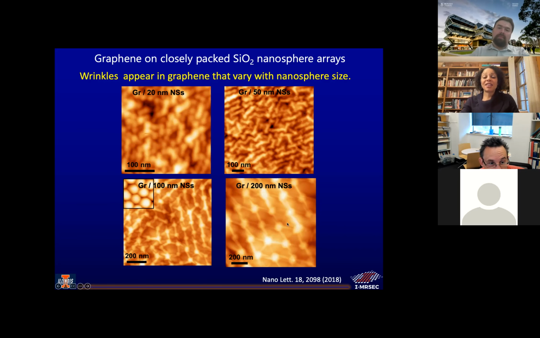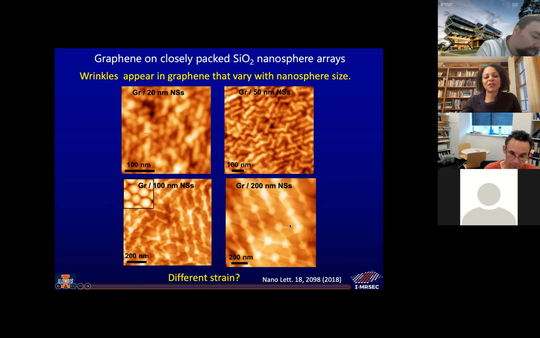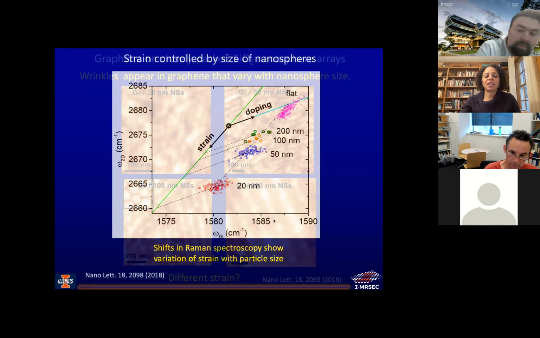Okay. I think there's something actually really interesting in studying the wrinkles alone and seeing how the graphene relieves stress. We didn't do that study partly because we're still thinking about it a little bit. But the one thing that this tells you is that there must be different strain for the graphene on top of the different nanospheres if it's able to relieve stress in different ways. Okay, and so to measure this, we just have to turn to Raman spectroscopy again.